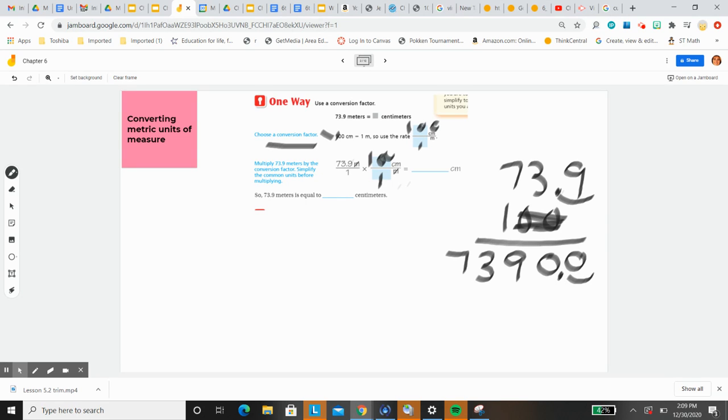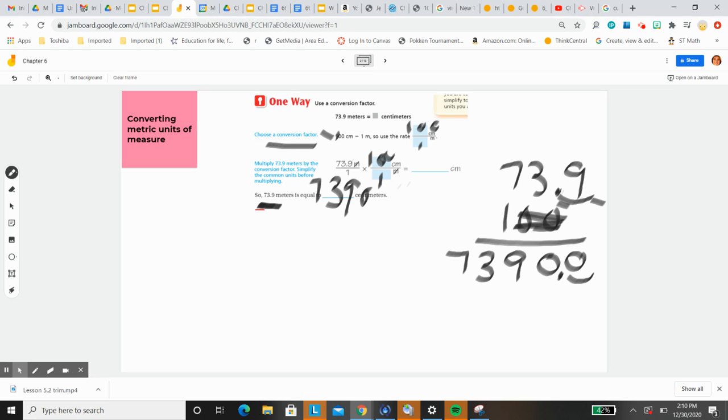Okay? All right, the easiest way to do this is if you would take something times 100, you'd literally just move your decimal 2 places. 1, 2, right? Okay, so my answer is going to be 7,390 centimeters. Notice the numbers and their order did not change. The only thing that changed is the decimal.